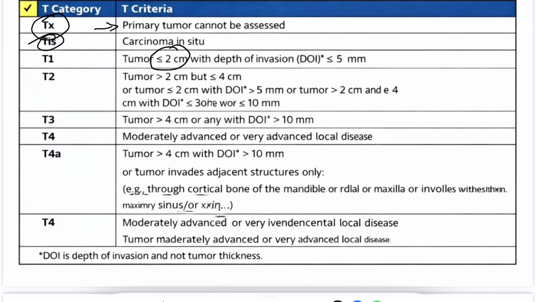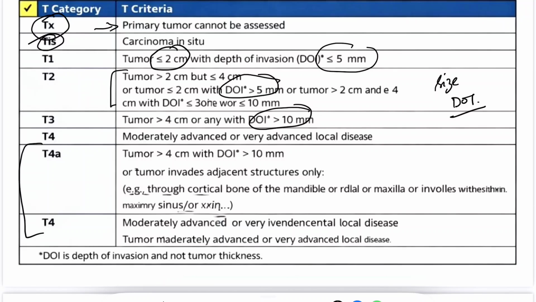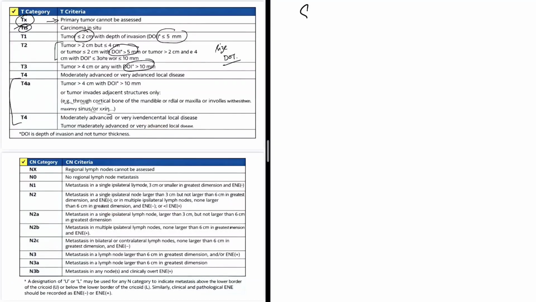Now T1, T2, T3. These three are the ones which are confusing because we have to take care of the size and depth of invasion also. T4 becomes a bit easy because we know that T4 is the most advanced one, so it is not very difficult to remember. Let's see these one by one. So let's see the size.